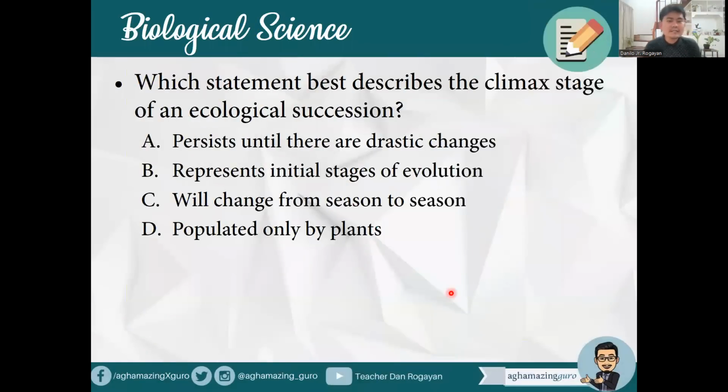So next, which statement best describes the climax stage of an ecological succession? A, persists until there are drastic changes. B, represents initial stages of evolution. C, will change from season to season. D, populated only by plants. Climax stage. No? Nasa climax community ka na.